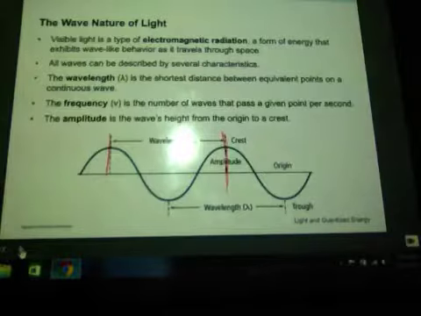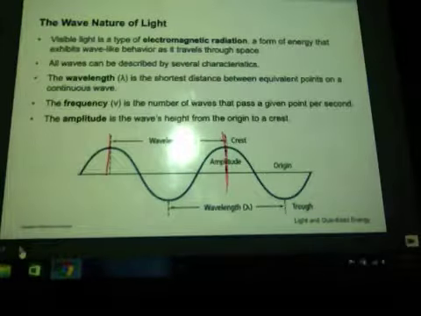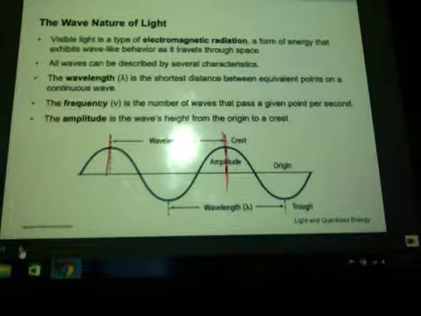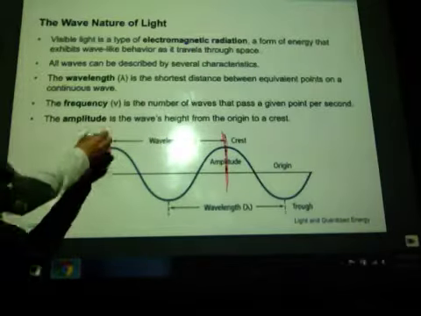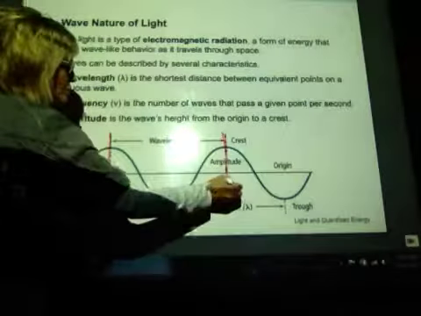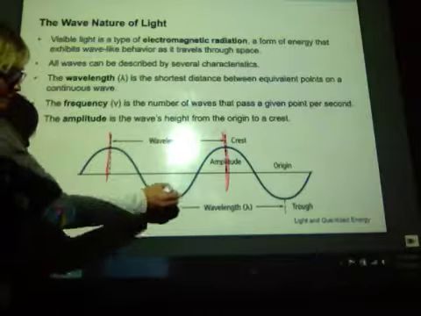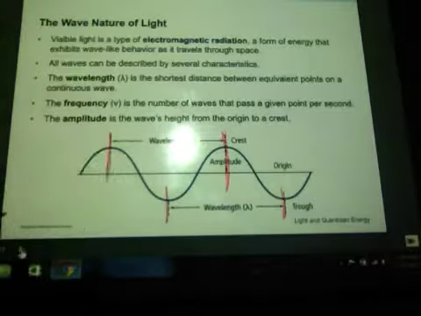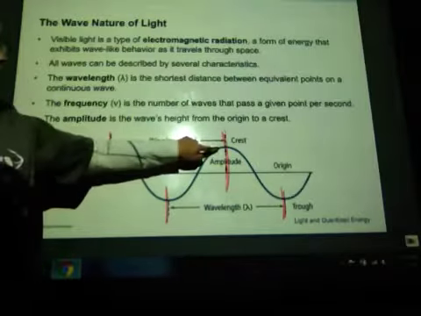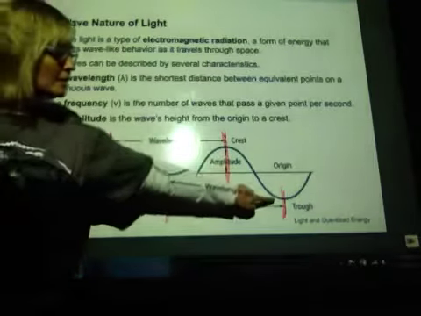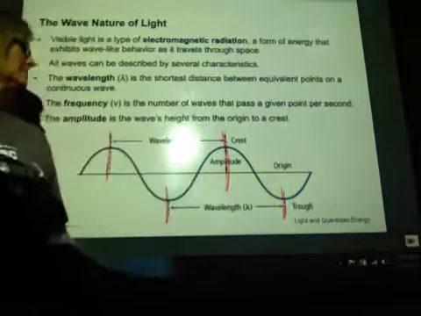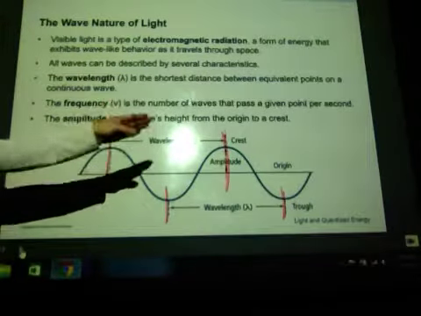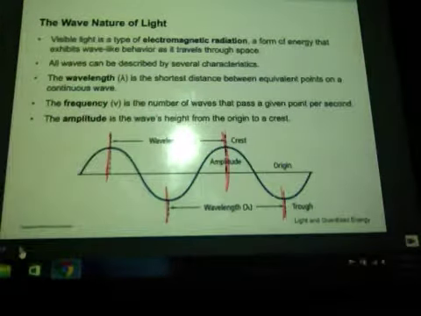So wavelength is the length of the wave. How long is it? It's from here to here, or I could measure from here to here, as long as I'm measuring in the same spot. The crest is the top, the trough is the bottom, and wavelength is the distance of the wave.